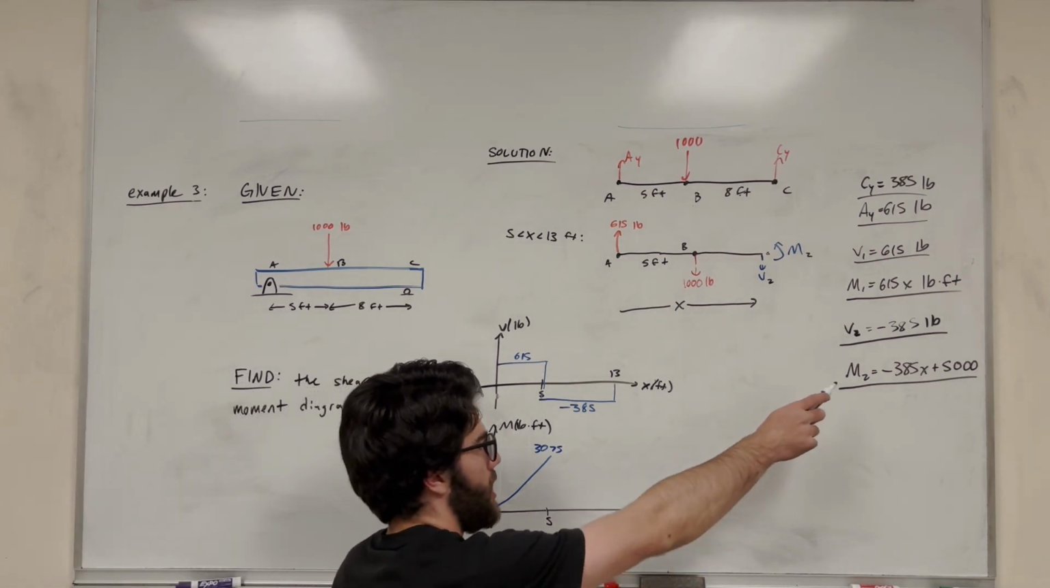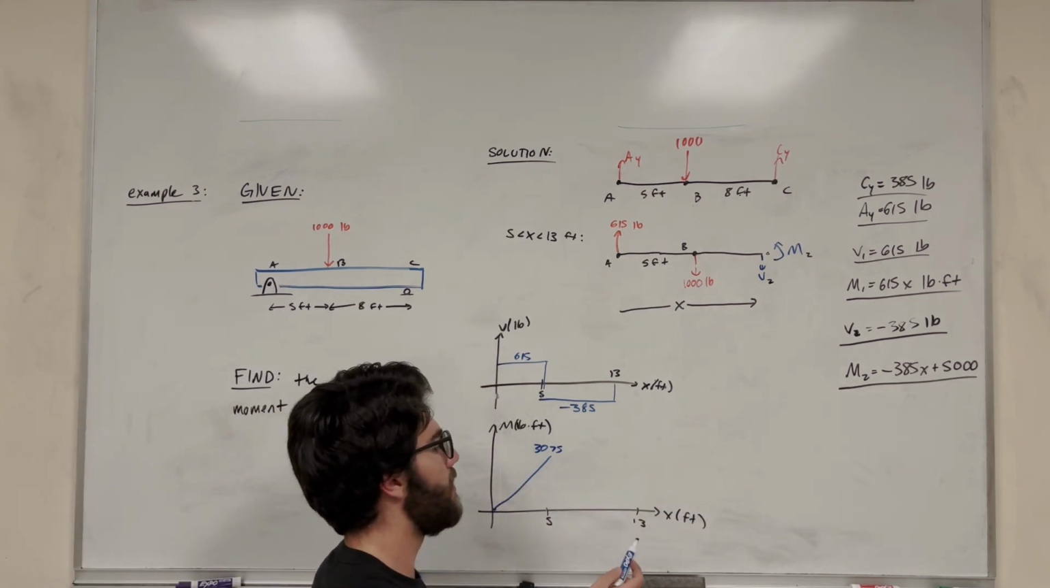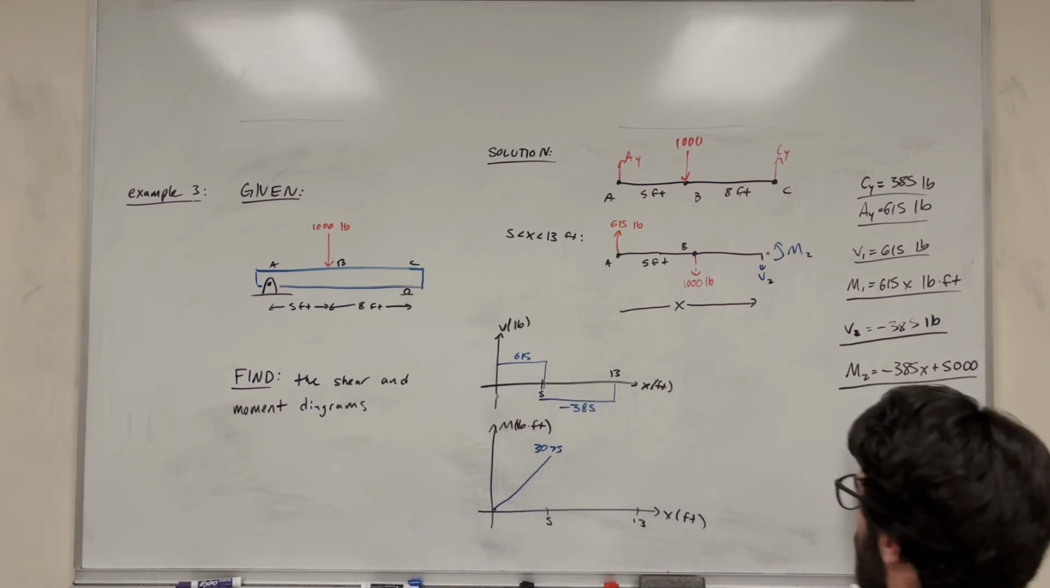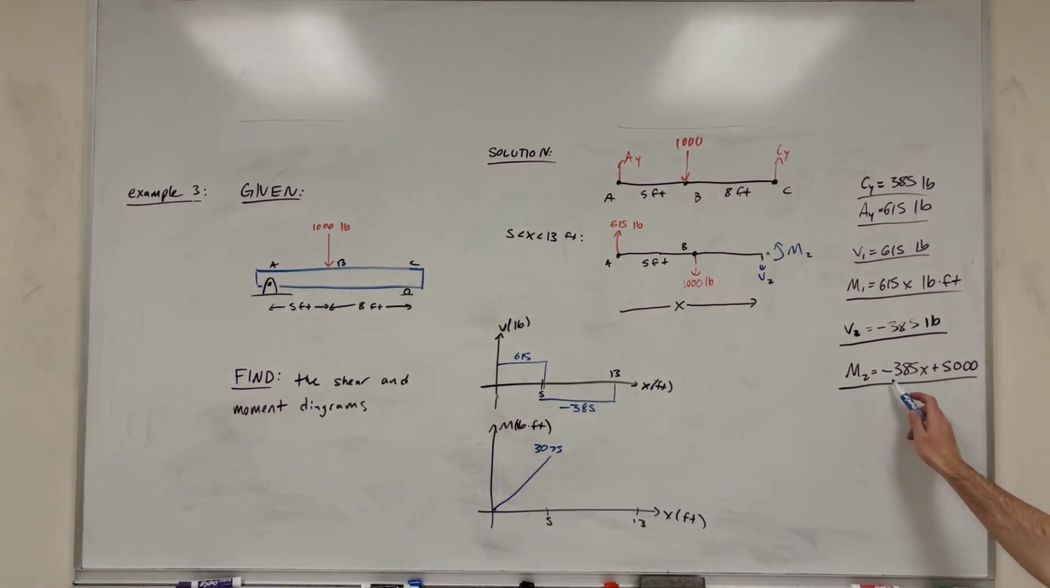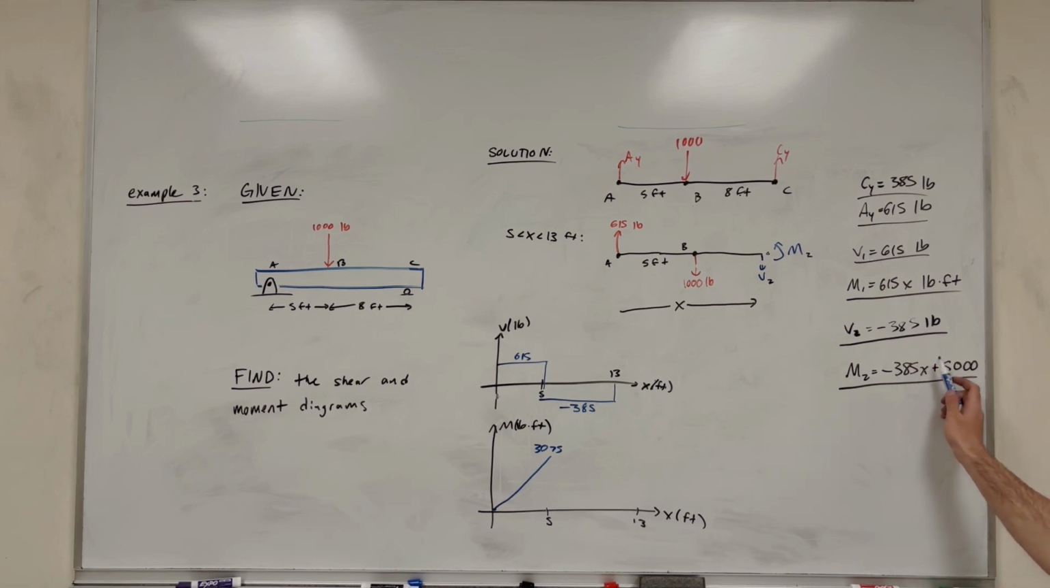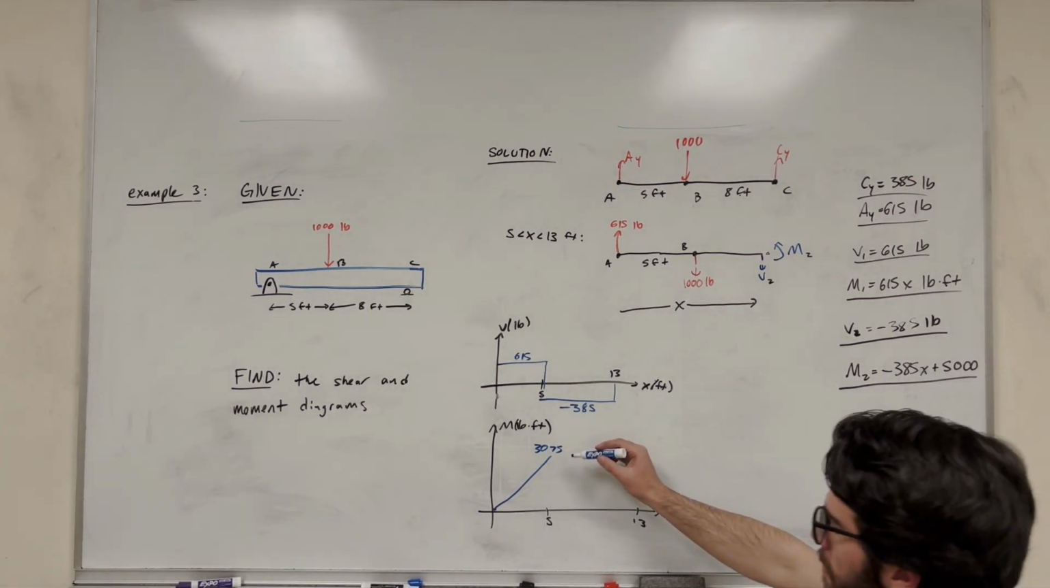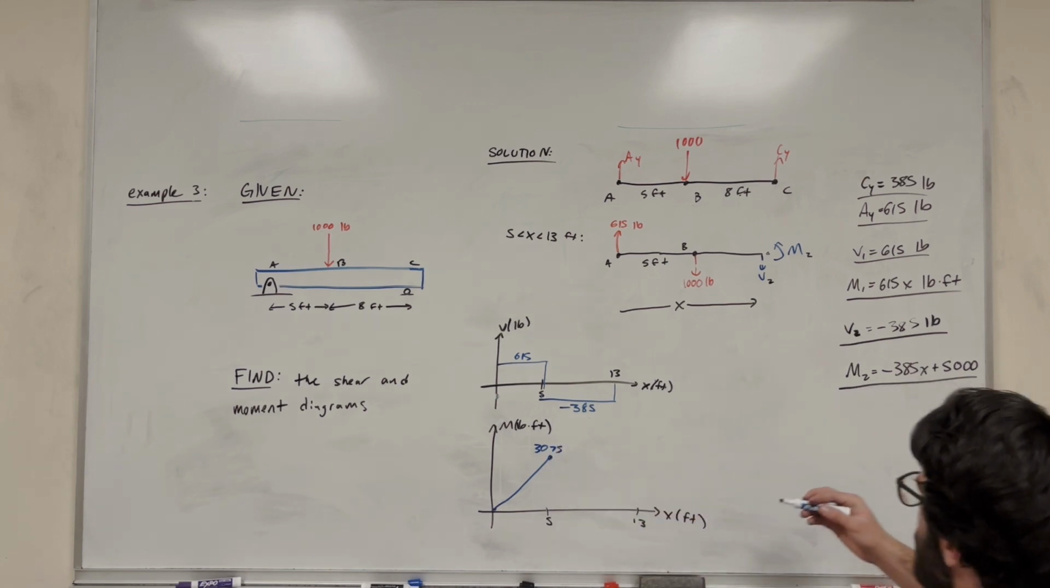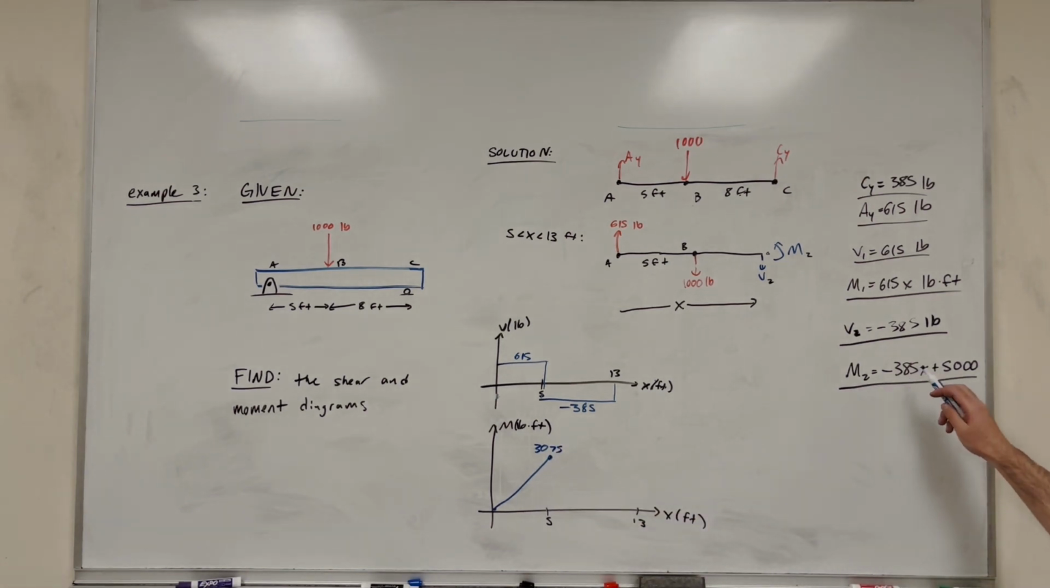Then we're going to go to this equation, and we need to graph it from 5 to 13. So let's start with our starting point. It's going to be a linear line going downward. If we plug in 5 to this equation, negative 385 times 5 plus 5,000, what we get is this exact same number. So we start here again, and then we go downward in a linear line until we reach our final point.